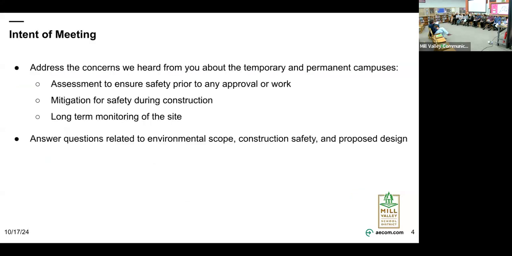So in addition to what Andrea said, really our focus for the meeting is to talk about the concerns we heard from the temporary campus as well as the permanent campus for the middle school site, go over the assessment that's going to be done and the protocols that will be put in place by Flint, our general contractor for the project, mitigation for safety during the construction, as well as long-term monitoring of the site. And then any questions related to environmental scope, construction safety, and the proposed design would be applicable to the information that we're going to be talking about today.